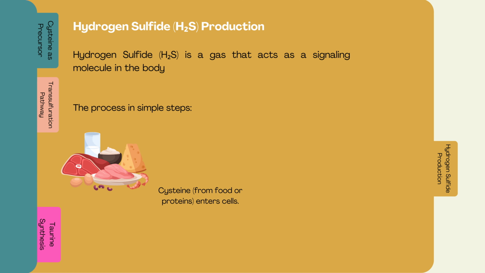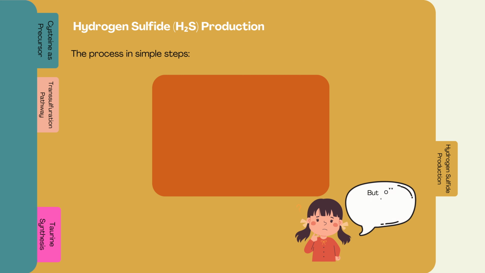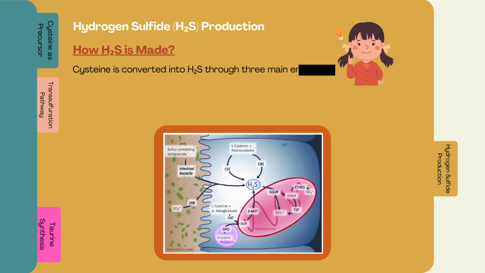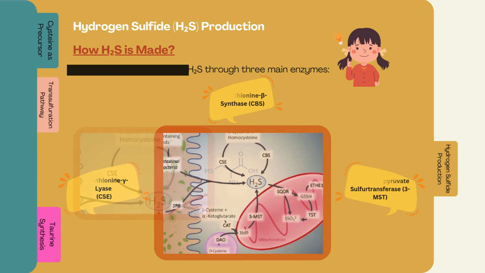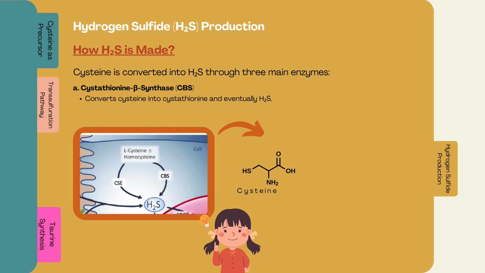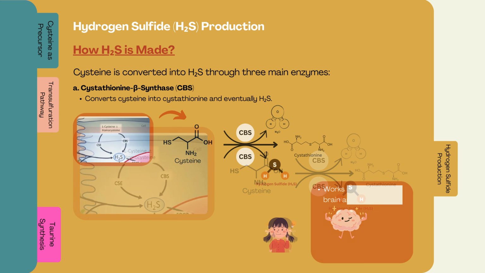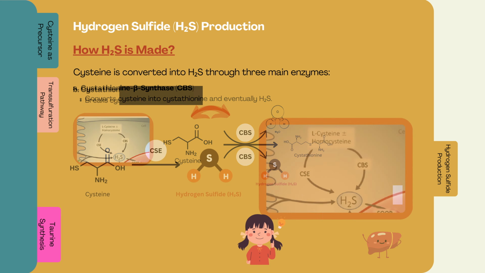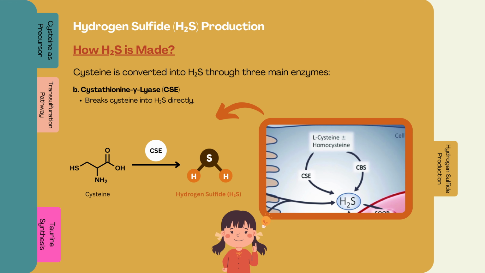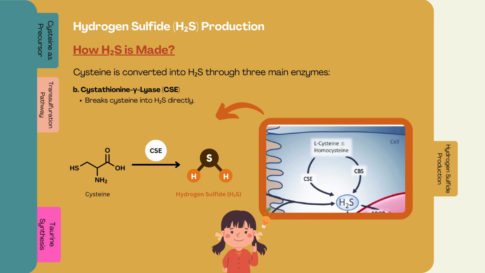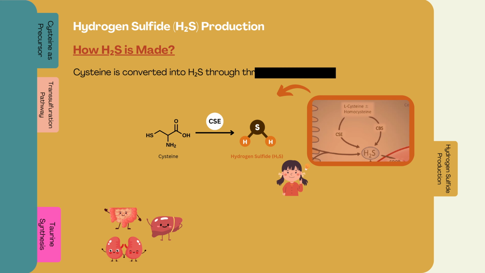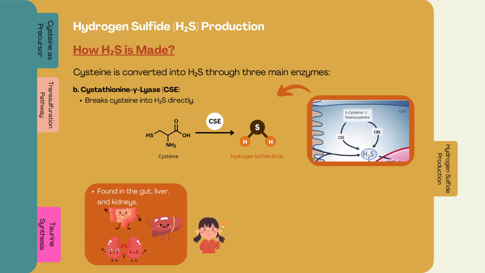The production of H2S begins with cysteine entering cells, where it undergoes enzymatic breakdown. Three key enzymes are responsible for this conversion. The first, cystathionine beta synthase, CBS, converts cysteine into cystathionine and eventually into H2S. CBS operates mainly in the brain and liver, showcasing its systemic importance beyond the gut. The second enzyme, cystathionine gamma lyase, CSE, directly breaks down cysteine into H2S. This enzyme is predominantly found in the gut, liver, and kidneys, emphasizing its role in maintaining intestinal and systemic health.